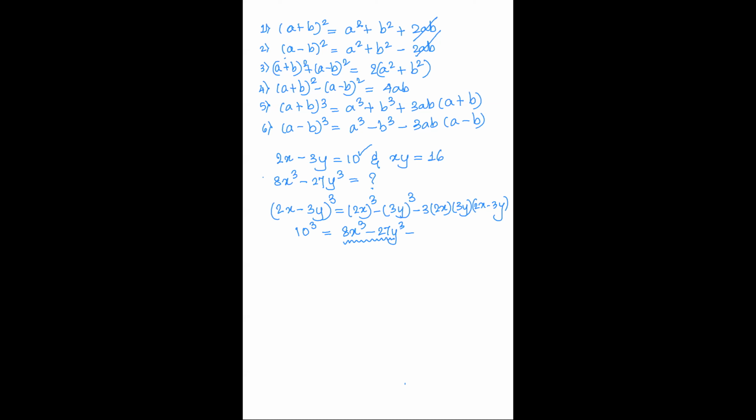Okay, minus. Now we have 3 into 2 into 3. And how much is that? 18. 18xy into 2x minus 3y. Do we understand that in the place of 2x minus 3y, we are going to put 10 over there. And in the next step, in the place of xy, we are going to put 16. So I'll put it right over here itself. So 18 into 16 into 10.